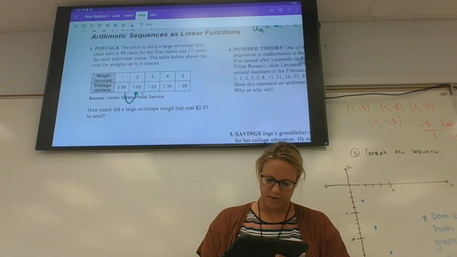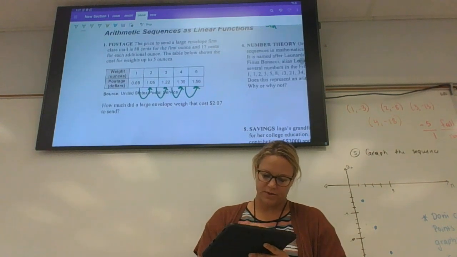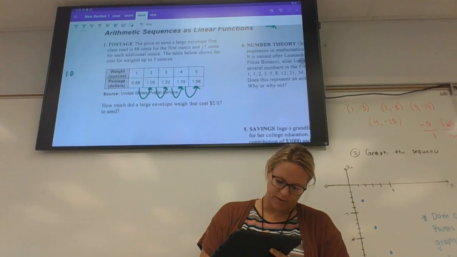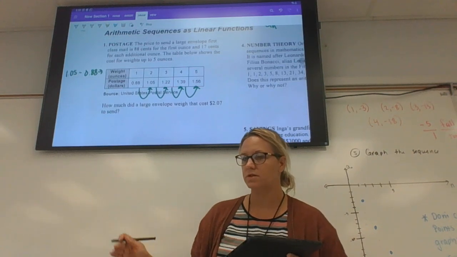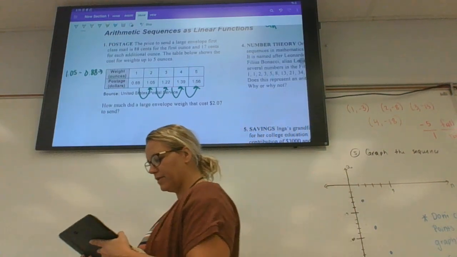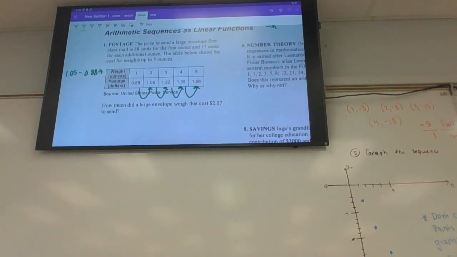So take a look and figure out how much it's going up by. One way to do that is just to subtract. You could just do $1.05, take away 88 cents. And it actually tells you in the word problem, but I'm taking it step by step with you. $0.17 for each additional weight.